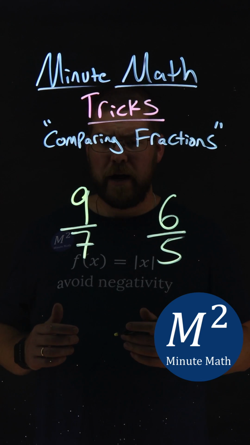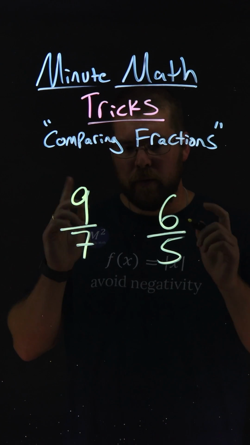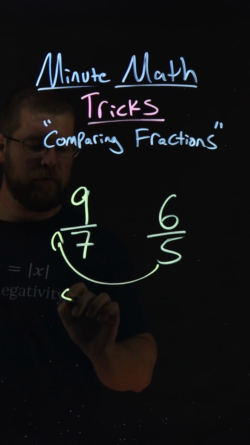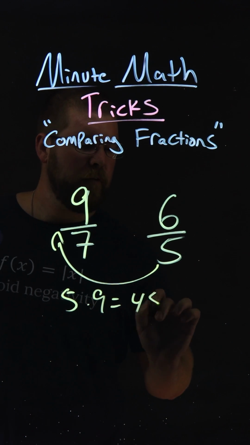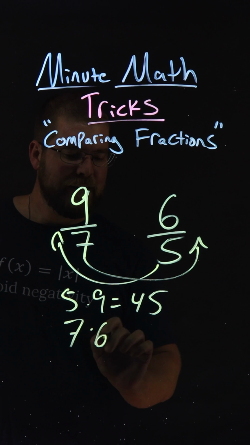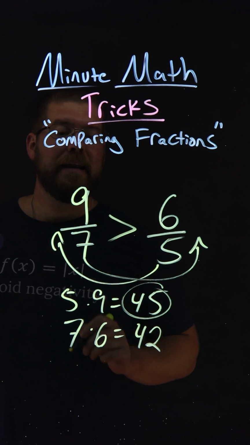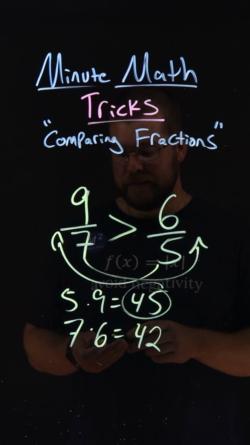So let's compare some fractions. 9 sevenths, 6 fifths. Which one is greater? Bring it up. 5 times 9 comes first. 5 times 9, 45, got it. 7 times 6, bring that one up there. 7 times 6 is 42. 45 is larger, meaning 9 sevenths is greater than 6 fifths.